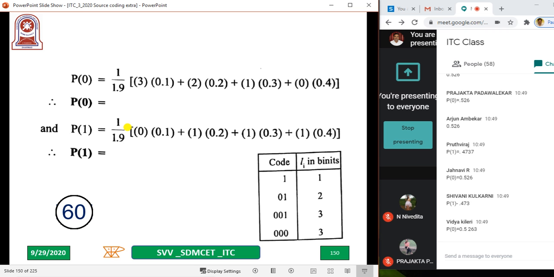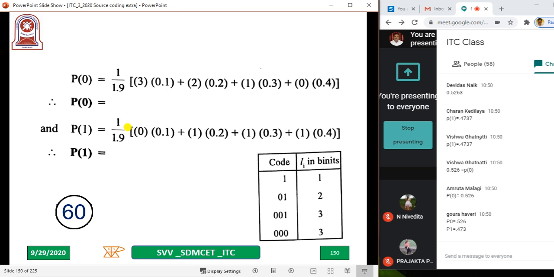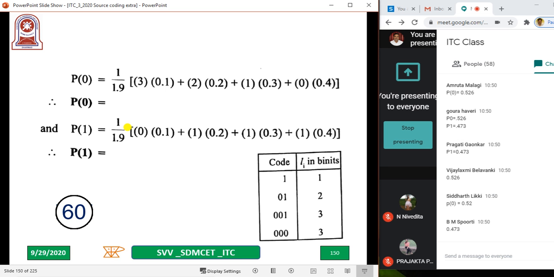Shivani has got something like 0.4. Okay, it is the probability of 1. Good. It should be different. Together it should become 1. When you add P of 1 and P of 0, it should be 1. Hope all of you have common sense and know that. When I add both the probabilities, it should be 1. When somebody says 0.526 is correct, the other should be 0.473 something. So most of you got the same answer.